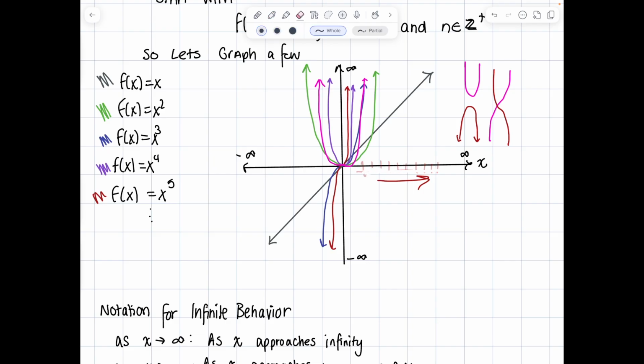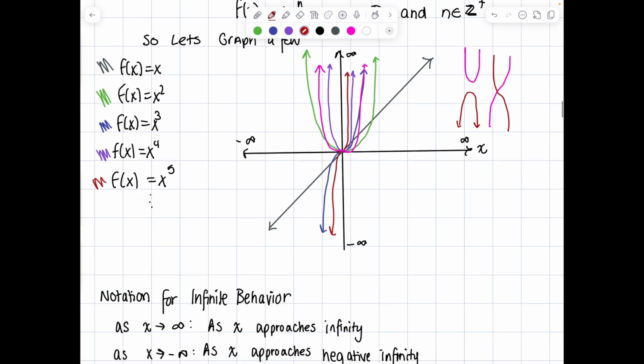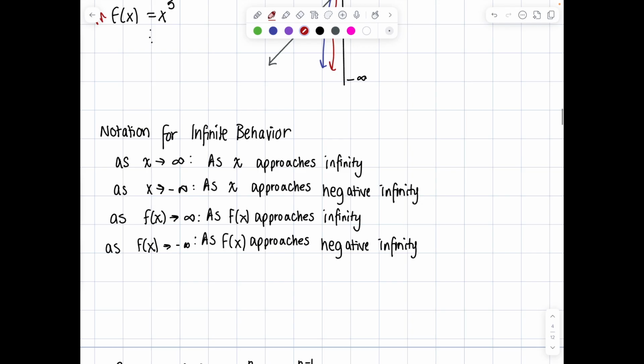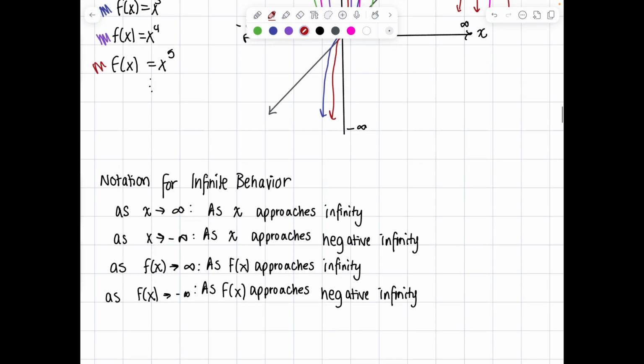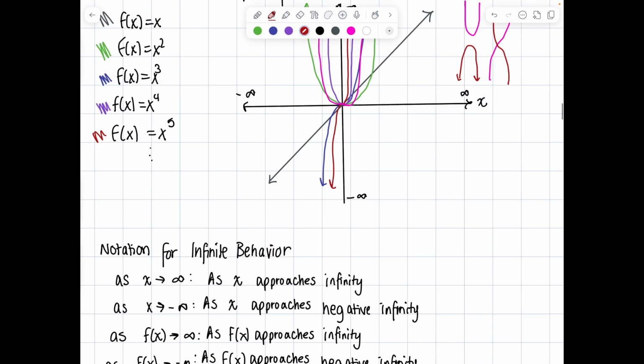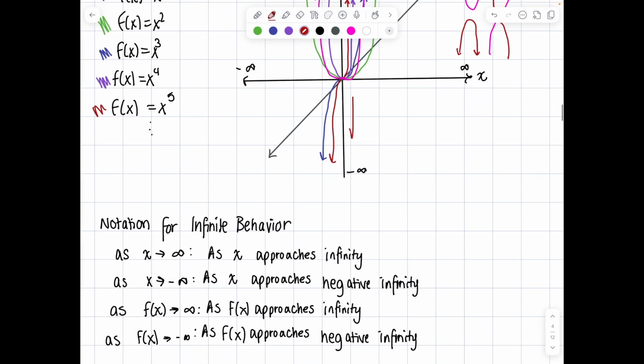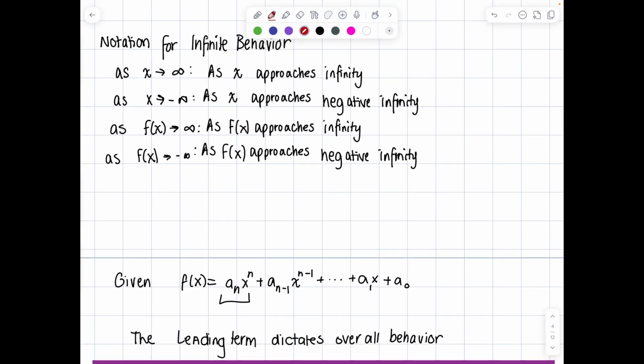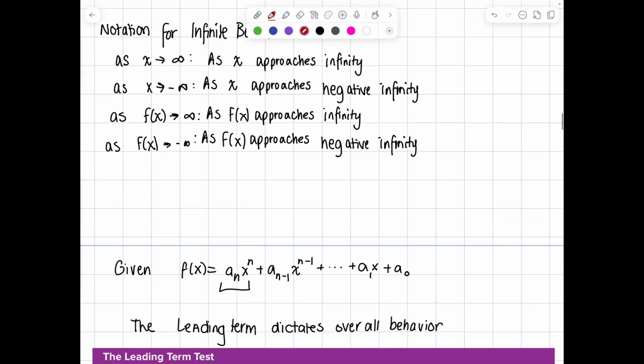And we have that same idea for negative infinity. As x approaches negative infinity, you're approaching it from the origin, so you're always starting from the center. And then as f of x approaches infinity, remember that's just as y approaches infinity, it goes up. And as f of x approaches negative infinity, that's this direction. So that's the notation that we're going to use for infinite behavior. It's going to be x, a little arrow, and then the infinity symbol that is appropriate.